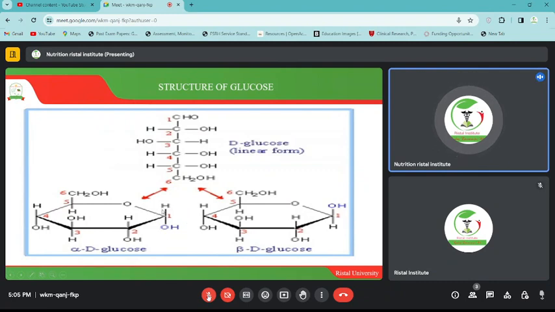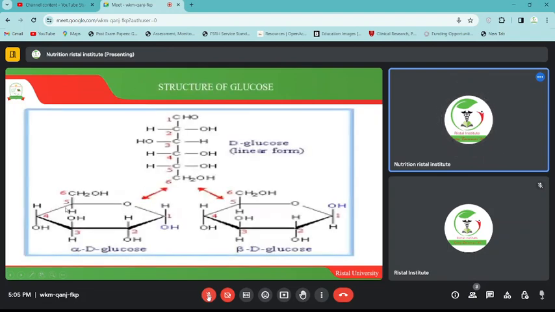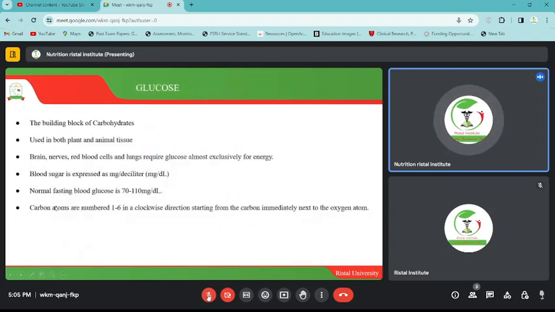You can see in the red here is the numberings of the carbons. Like we said in the previous slide, the carbon atoms are numbered 1 to 6 in a clockwise direction. Clockwise, the way the watch moves, the direction in which the watch ticks. So it is numbered in a clockwise direction, starting from the carbon immediately next to the oxygen atom.